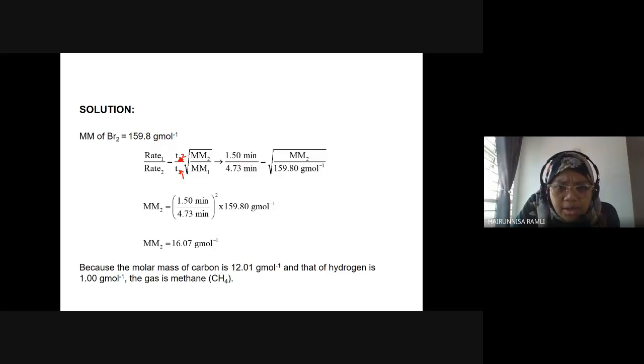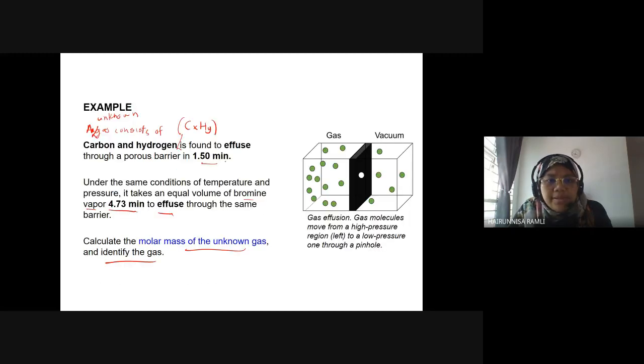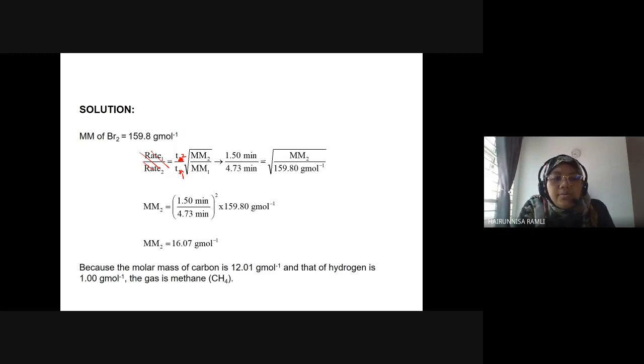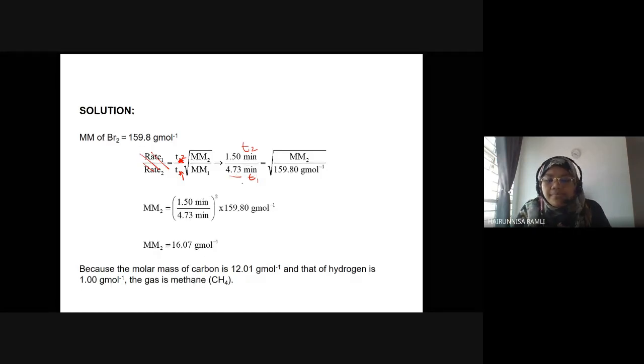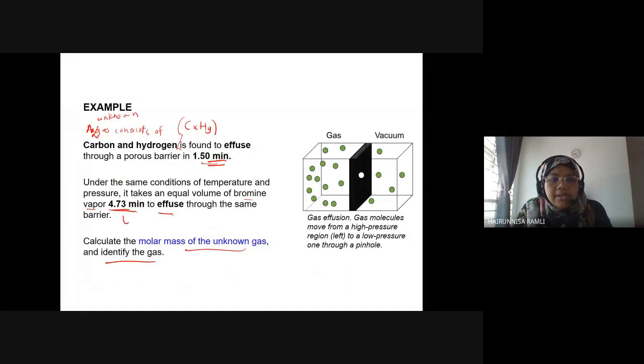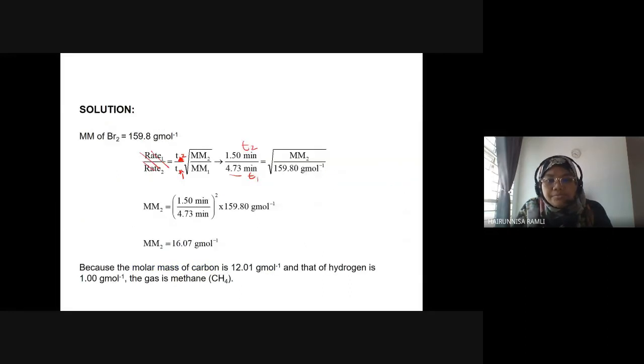Okay. So now we are not getting to this rate, sebab dia tak ada bagi pun info pasal rate. Dia bagi dalam minit. Masa kan? So we will just use T2 over T1. Kat sini tak ada masalah. Memang betul lah. Kat sini je typing error. Okay, so 4.73 is T1, which is the bromine. Okay, yang ni dia letak as T1. So this is the molar mass of bromine gas. I hope you clear eh.